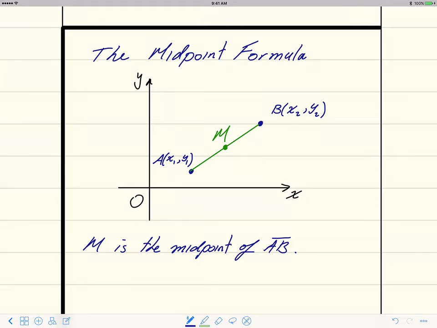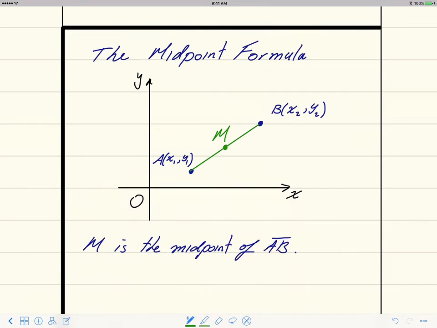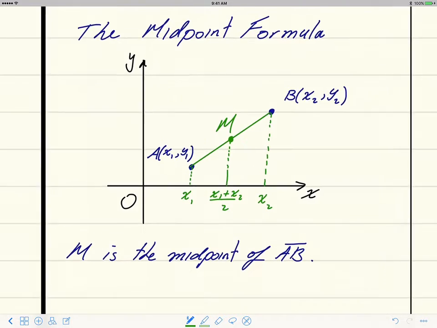Right. So in order to do this, we know from geometry that if we consider the x-coordinate here, x1, and the x-coordinate here, x2, the x-coordinate of the midpoint is going to be right in the middle between x1 and x2. And so the x-coordinate of the midpoint is the average of x1 and x2. So it's x1 plus x2 divided by 2.